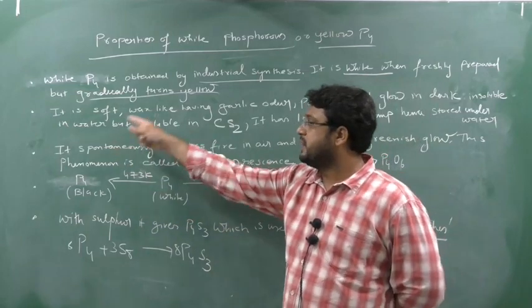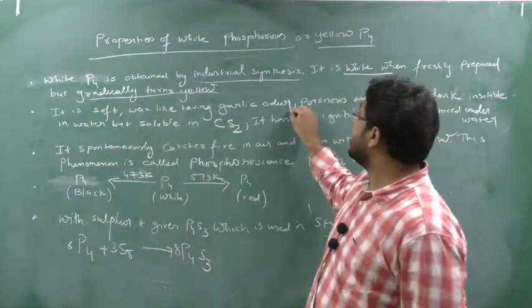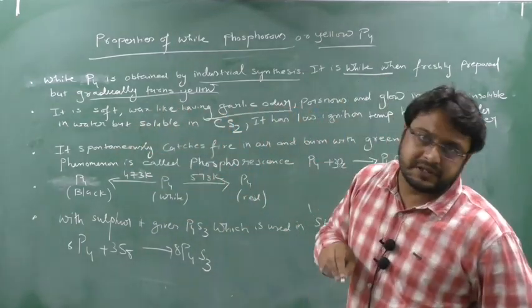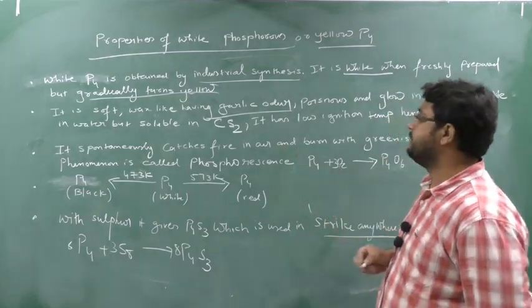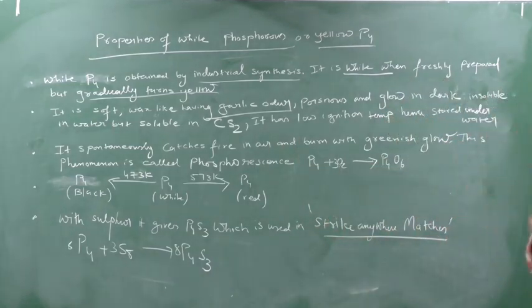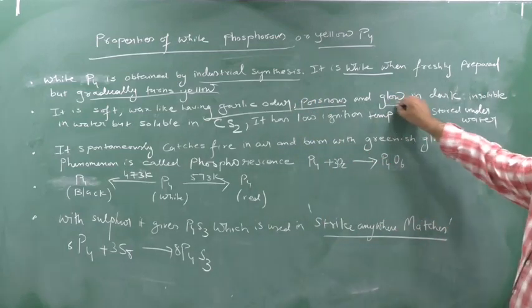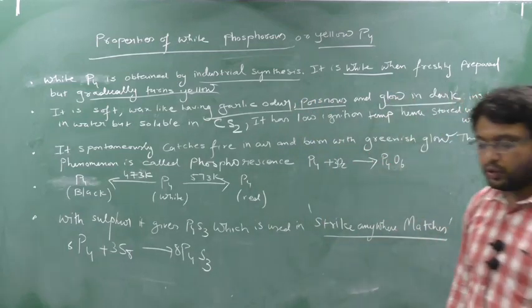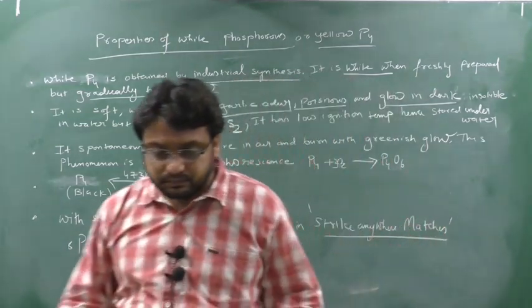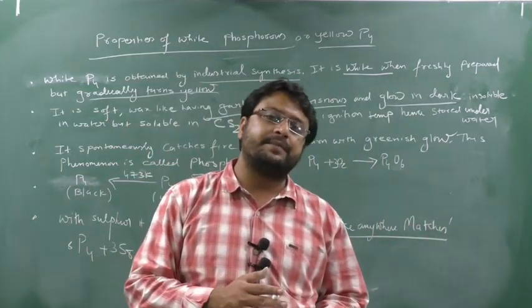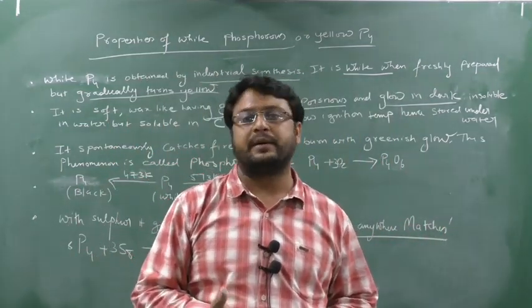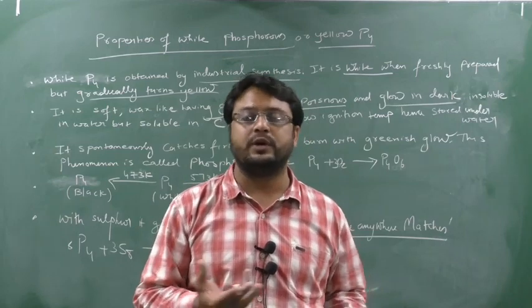So it is soft and wax-like, with a garlic odor. Which kind of smell does this white phosphorus have? Garlic smell. It is highly poisonous and glows in the dark. For example, if you see in the laboratory, sometimes phosphorus is kept. When you go to college, you will come to know.